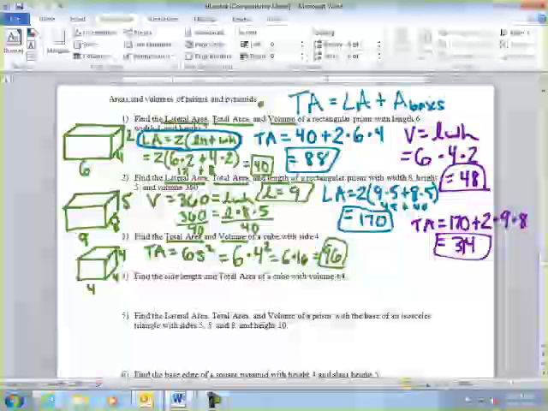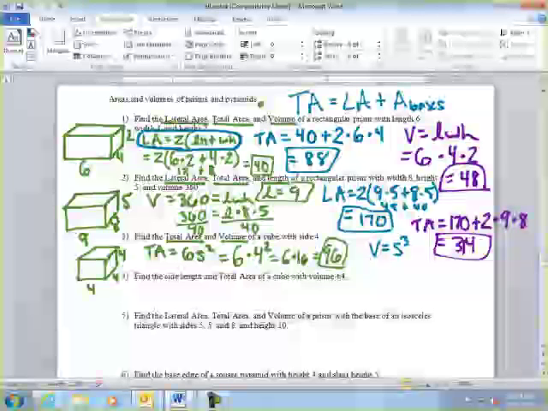Then we're asked to find volume. Volume formulas do need to be memorized. A cube is really just a special case of our first questions. In our first questions, the volume was length times width times height. Well, if they all happen to be the same, how could we simplify that?